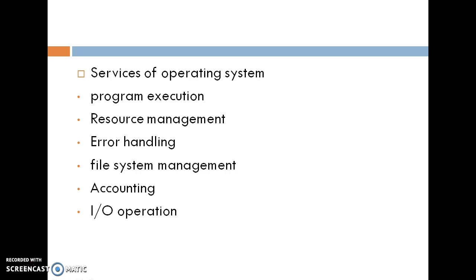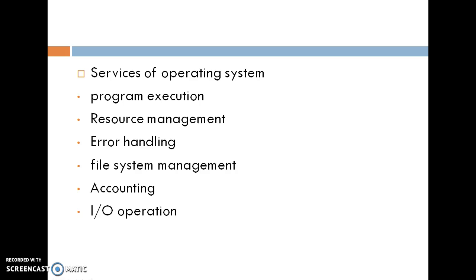Then the next important service that is given by the operating system is file system management. So what is meant by file system? The hierarchical organization of the different files in the computer system is nothing but the file system. So the operating system must be able to create the files, and it must be able to delete the files whenever it is necessary.